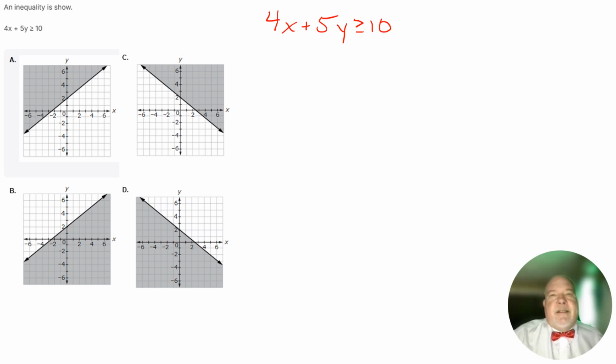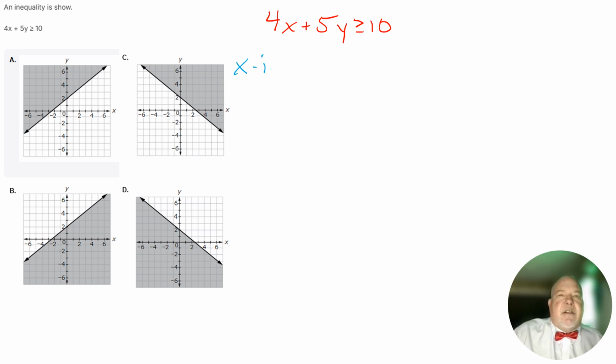The easiest way to graph something in standard form is to find the x-intercept, which is where it crosses the x-axis, and find the y-intercept, which is where it crosses the y-axis, and then just connect those two points. So you find the x-intercept, find the y-intercept, and connect them. That's the easiest way to graph something that's in standard form. So let's try that. First of all, how do we find those?